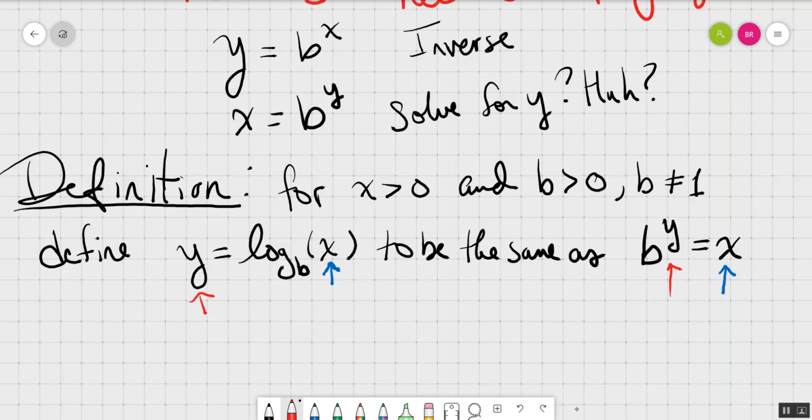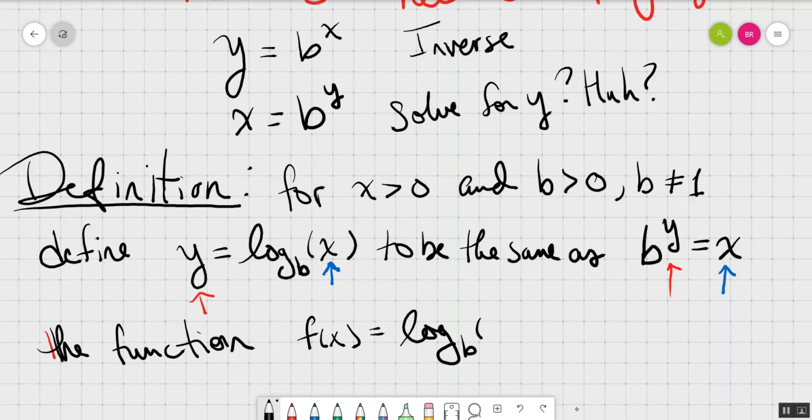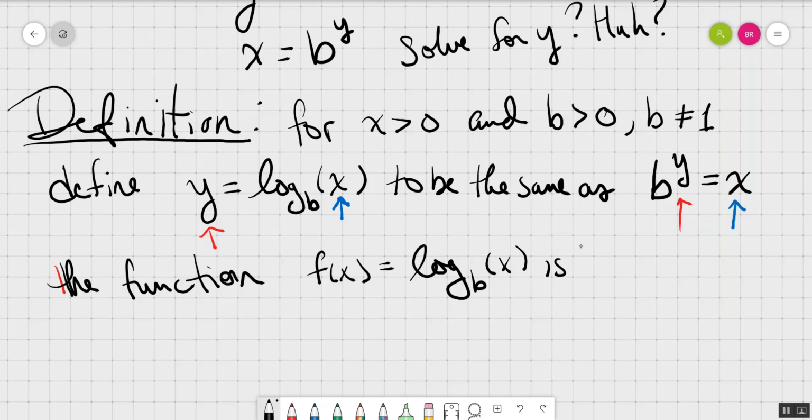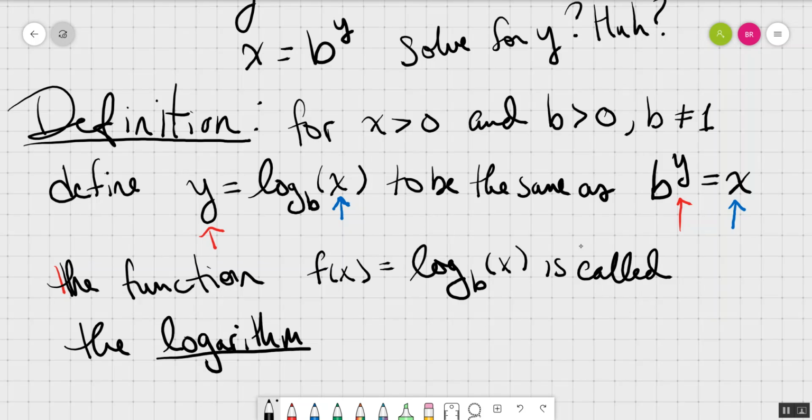So literally our logarithm base b, the function f of x equals the log base b of x, is called the logarithm base b.